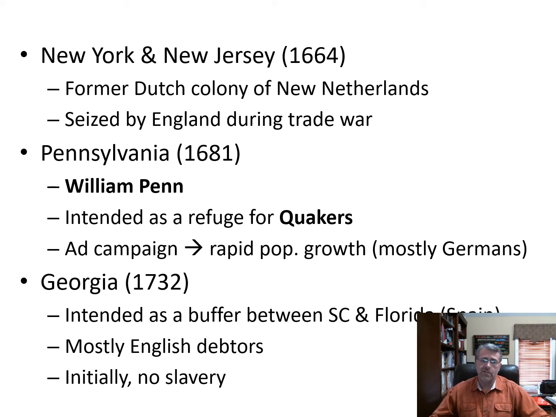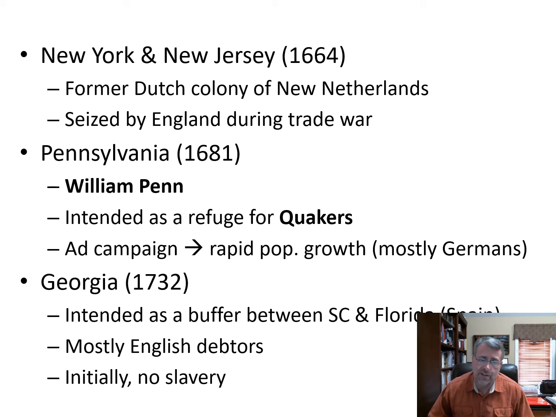New Jersey, they just split it in two. It's later the same year. As soon as they got possession of it, there were enough people living there, they could just justify splitting it in two. So that's how the colony of New Jersey was created. So again, we've got a little bit different story here with New York and New Jersey than we've seen thus far. England gaining access to a colony that was already established by somebody else.